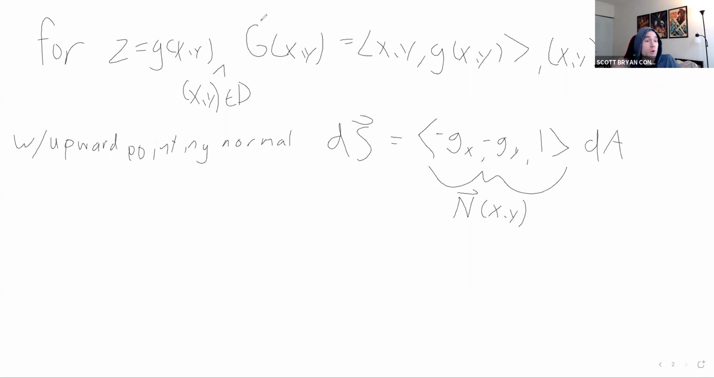So that's our upward pointing normal. Lowercase g is going to be the function that we're the graph of. The first component is going to be negative the derivative with respect to x of that function. Second is negative the derivative with respect to y. And the third is going to be 1. The z component is 1, and that's upward pointing because the z component is positive in that case.